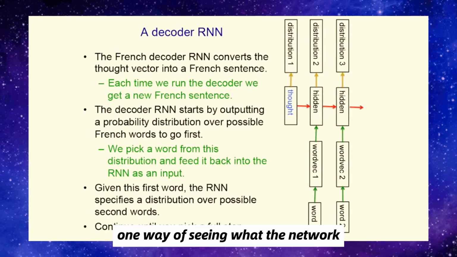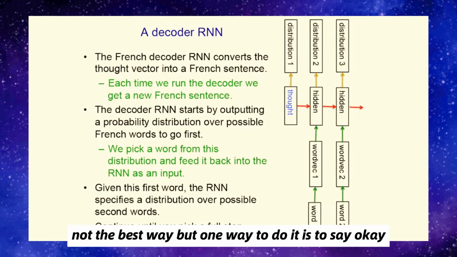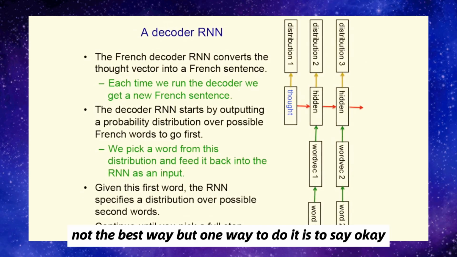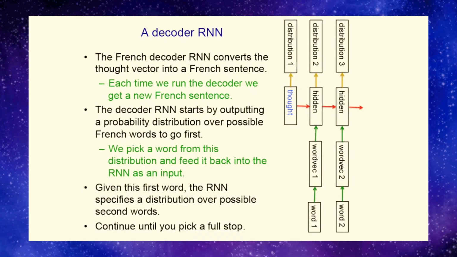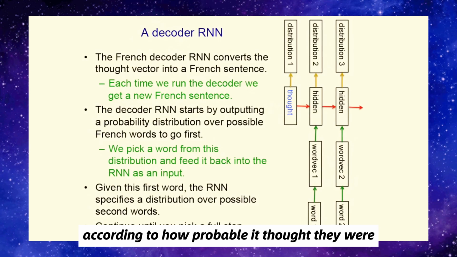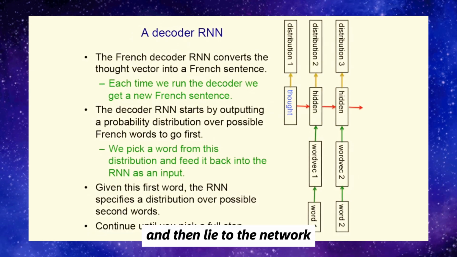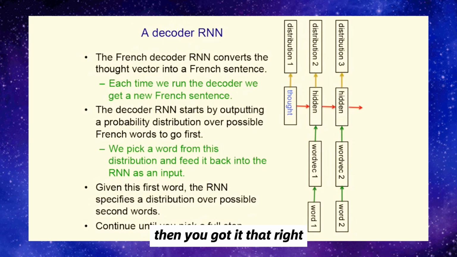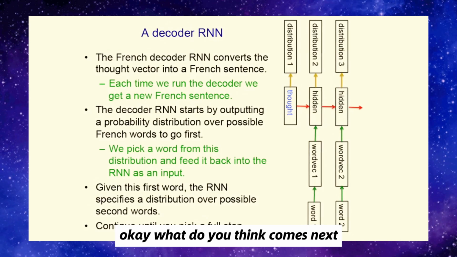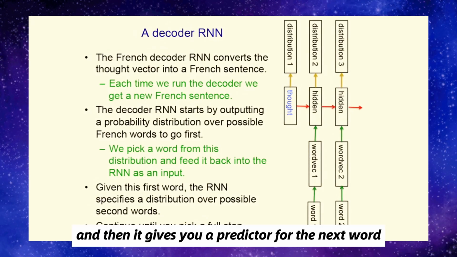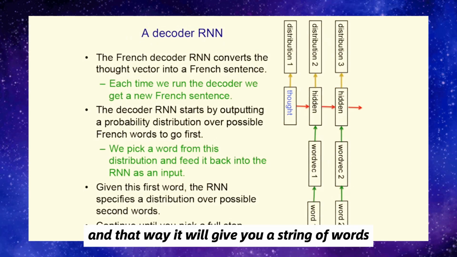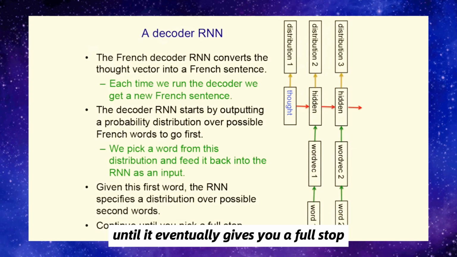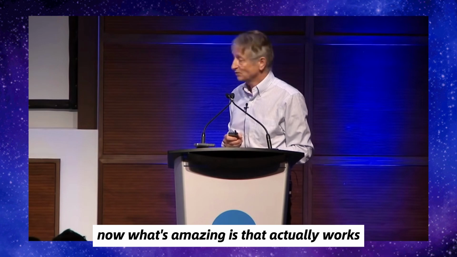One way of decoding the thought, not the best way, but one way to do it, is to say, OK, take those words it thought were reasonably possible, pick one of them according to how probable it thought they were, and then lie to the network. Tell it, OK, that was actually right. You got it right. OK, what do you think comes next? And then it gives you a prediction for the next word, and you say, OK, you got that right. What do you think comes next? And that way, it will give you a string of words until it eventually gives you a full stop. And then that's the translation. Now, what's amazing is that actually works.